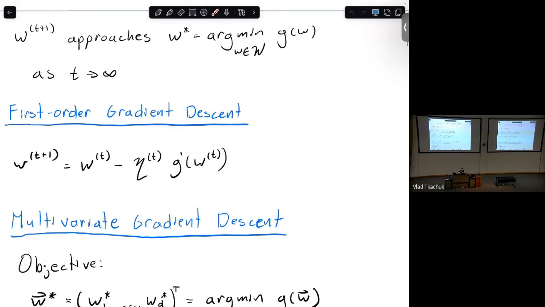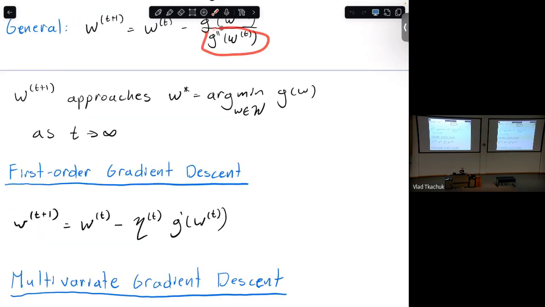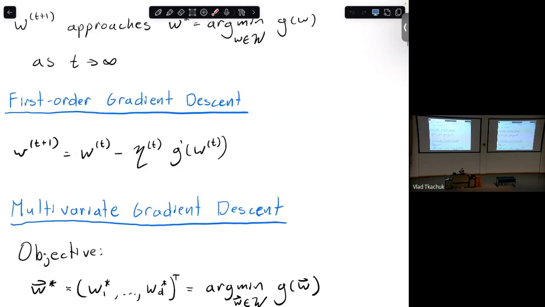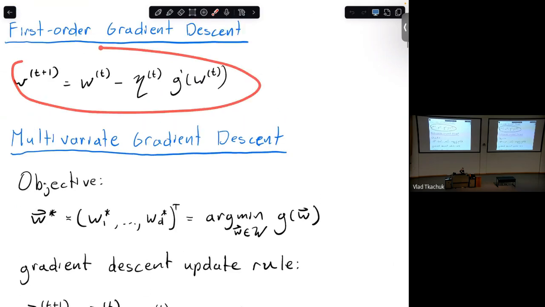But unfortunately, the second order gradient descent, calculating the second derivative, can be very expensive for multivariate cases. So we just approximated with some number and replaced it with just a constant, a single number at each time step, called the step size. And that's the first order gradient, or we just call this gradient descent update.